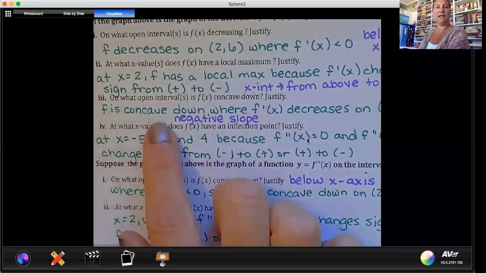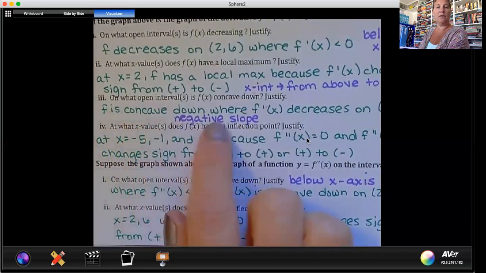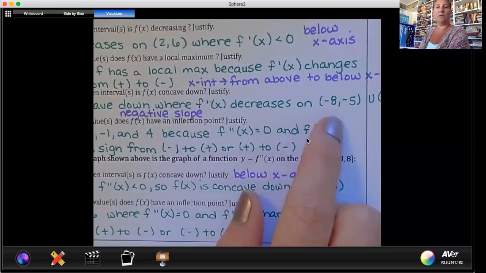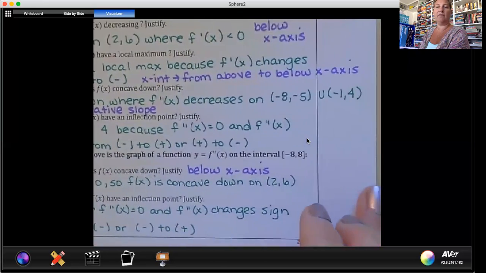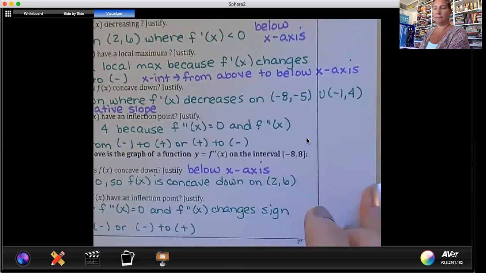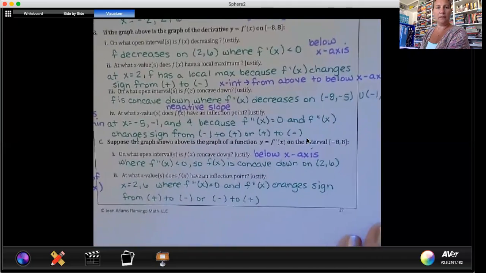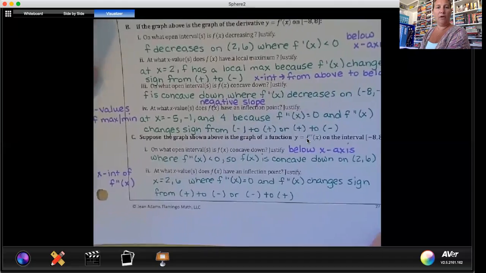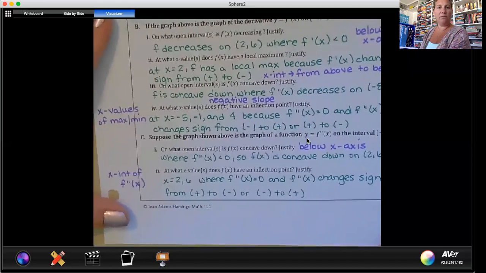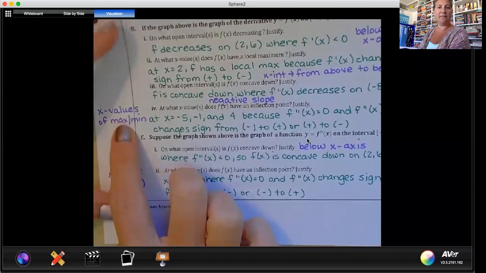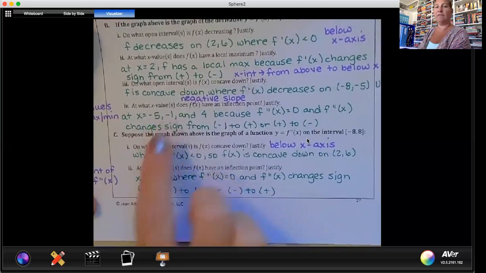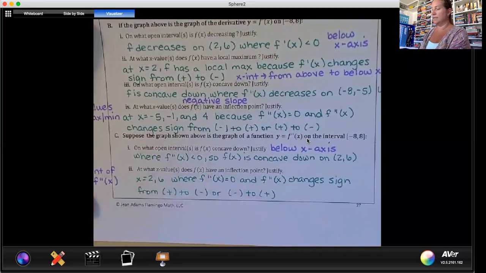F is concave down, where it has a negative slope, where f prime decreases, which is on -8, -5, and -1, 4. And part 4, at what x value does f have an inflection point? That means you're looking for x values of max and min at x equals -5, -1, and 4, because f double prime is 0 and f double prime changes sign from negative to positive or positive to negative.